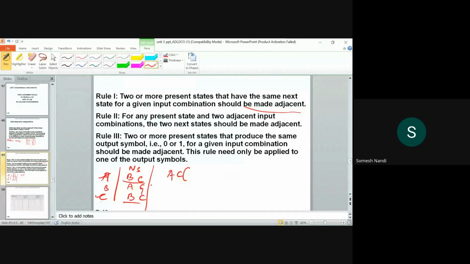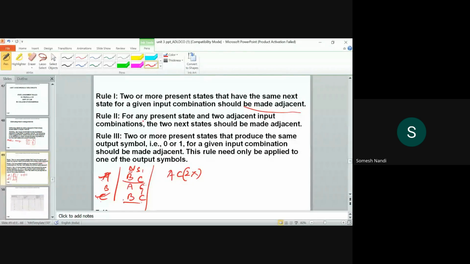And here, if you just observe, for both the inputs, say on input 0 and on input 1, it has the same assignment. So we say 2x. That is, for both the inputs, it is the same. So you make A and C adjacent. Next, I'll simply explain these rules, and then we will take the example from your textbook and talk about it.